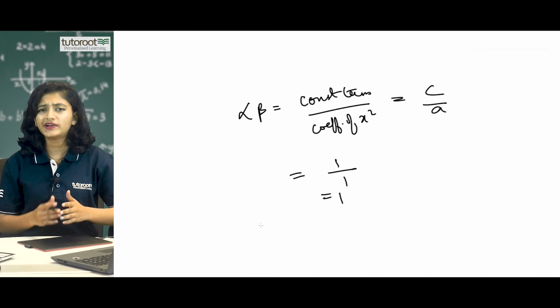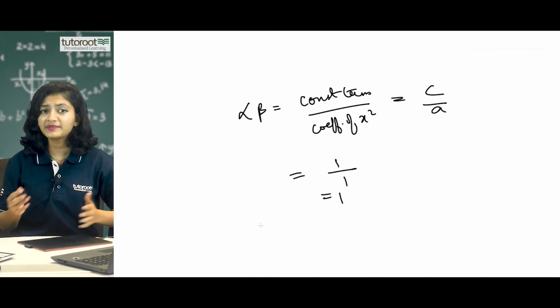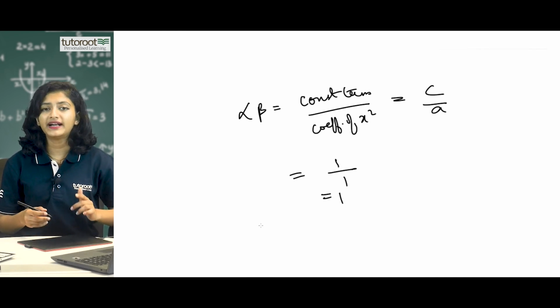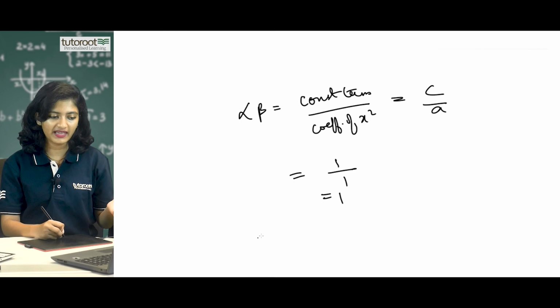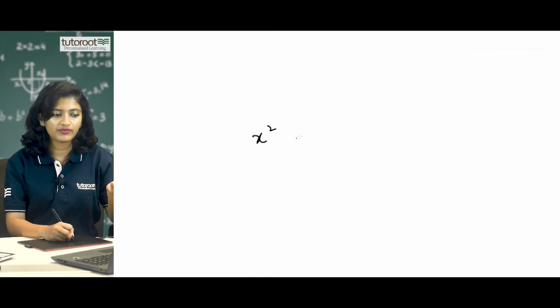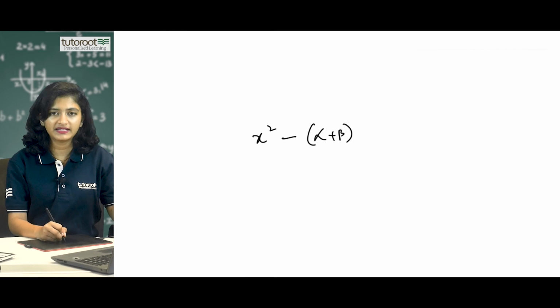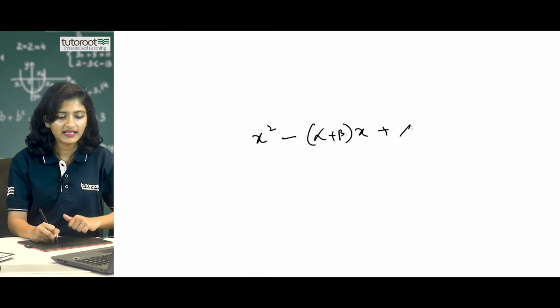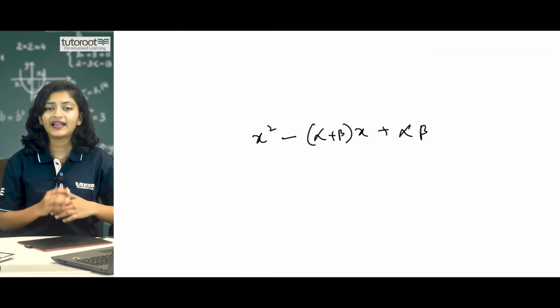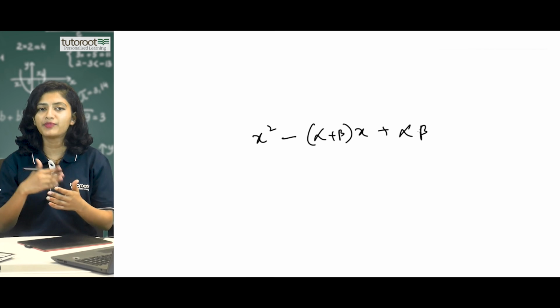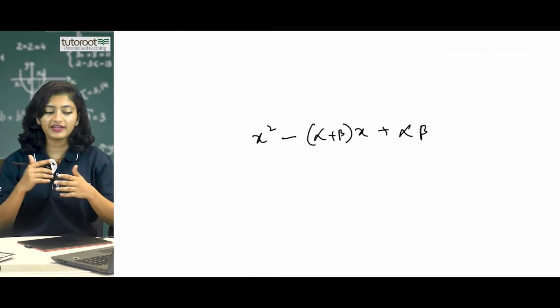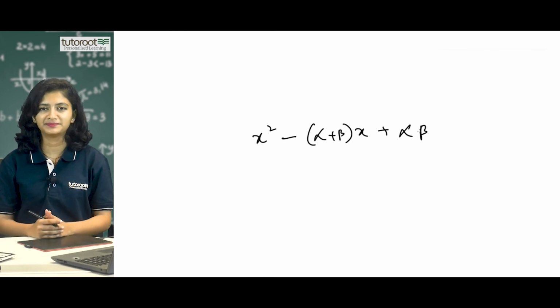So for any quadratic polynomial, if alpha and beta are the zeros, then the quadratic polynomial's general form can be written as x square minus of alpha plus beta into x plus alpha into beta. That will be the general form of the quadratic polynomial if it has the zeros as alpha and beta.